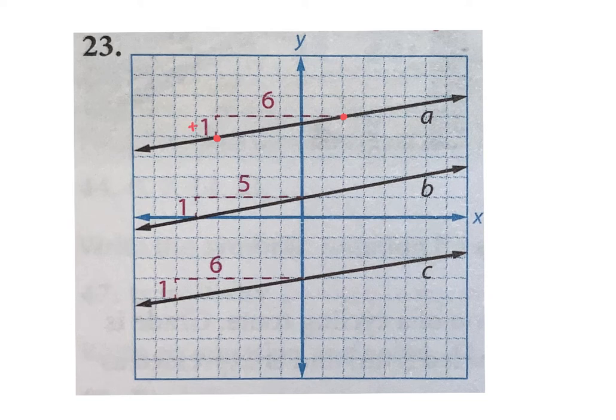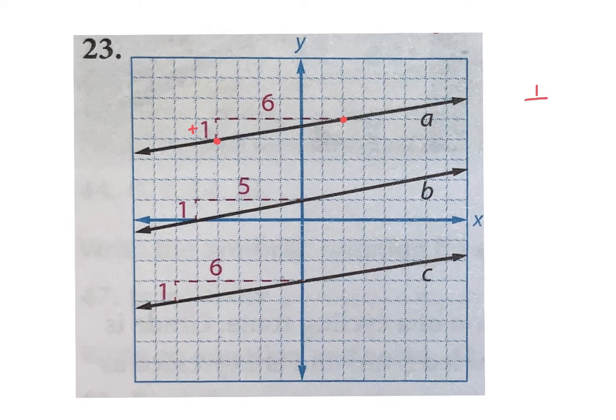You went up 1, so that's your numerator. And then you went right 6, so that's your denominator. This one you went up 1 and right 5, so that had a slope of 1/5. This went up 1 and right 6, so that has a slope of 1/6. So from this, you can say that A is parallel to C.